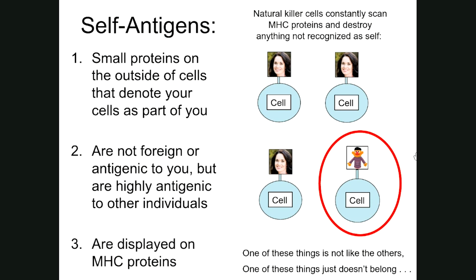They're of slightly different shapes because none of us are genetically identical, unless you have an identical twin, and then they would have these exact same self-antigens with the same shape as you do. These self-antigens are not foreign, they're not antigenic to you, but they would be highly antigenic to anyone else.